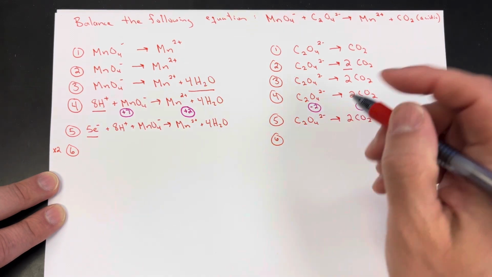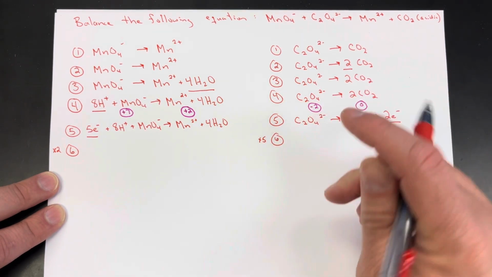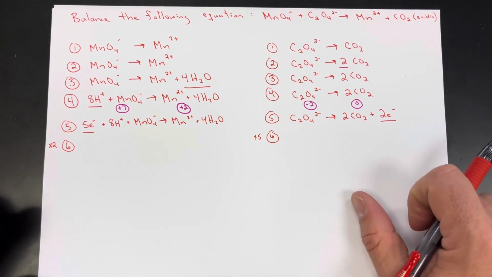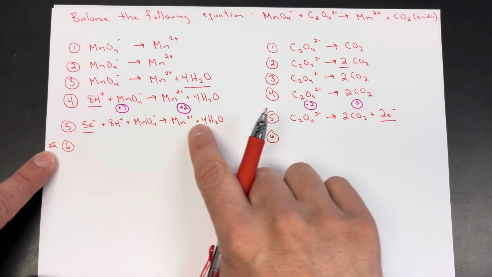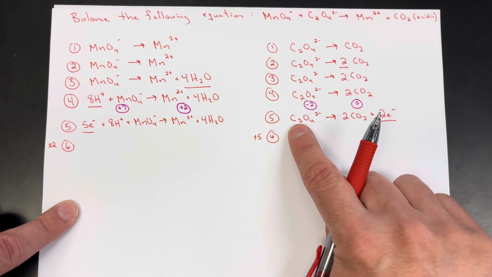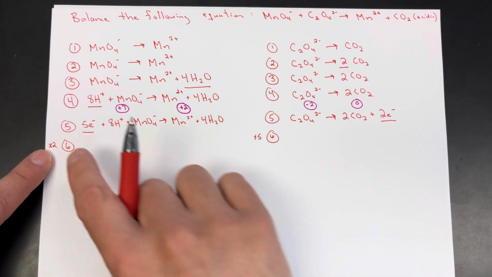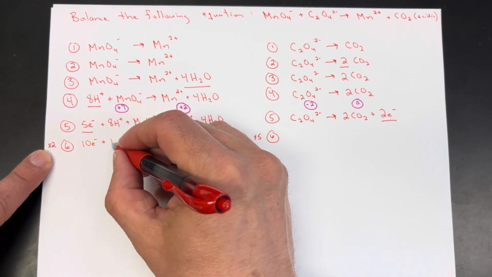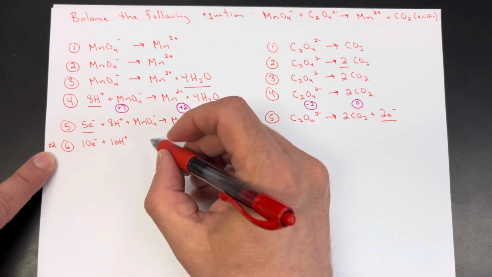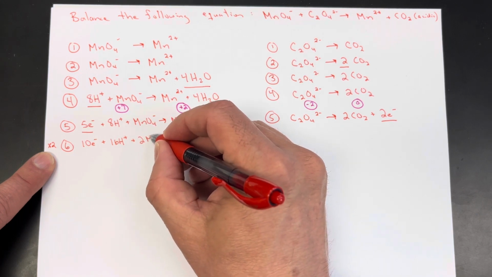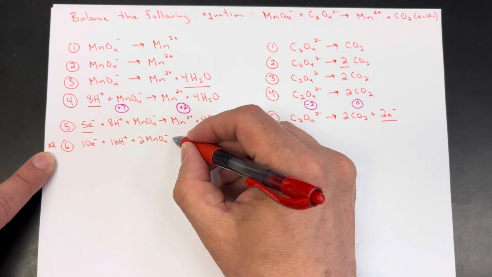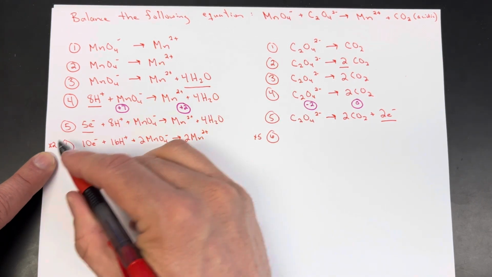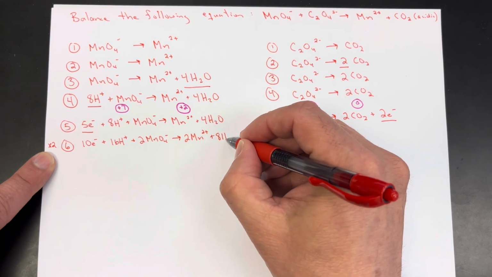And therefore, on this side, I'm going to have to multiply by 5, because if I multiply this by 5, I will get 10 electrons. We want these electrons to match. So I'm going to multiply this entire thing by 2, and this entire thing by 5. So 2 times 5 is 10 electrons. 2 times 8 is 16 protons. 2MnO4 minus, 2Mn2 plus, and 2 times 4 is 8 waters.